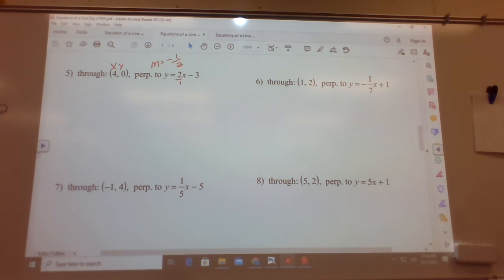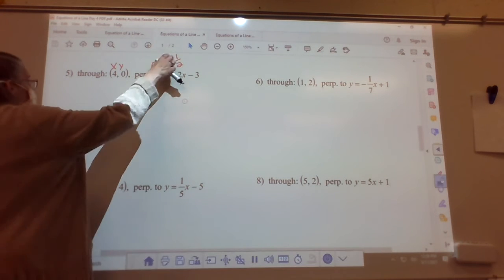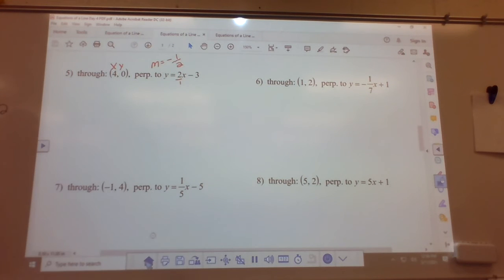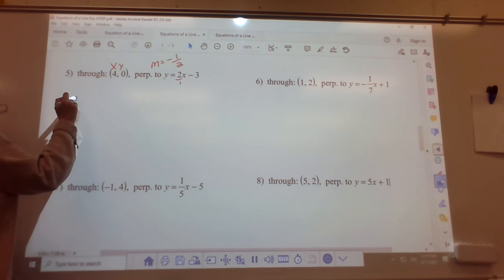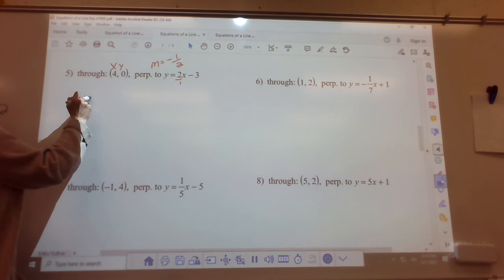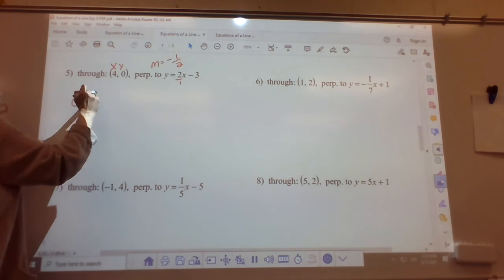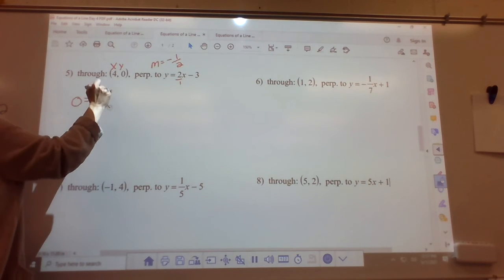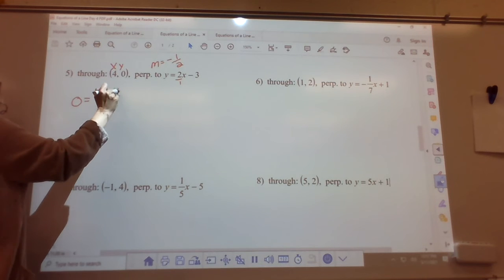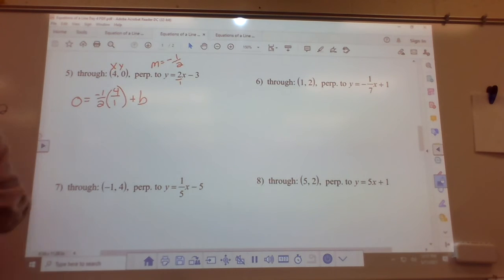Now, if you know what the perpendicular slope is, I'll give you a little bit just for knowing this. Once you got that, it's the exact same thing as we've been doing. y equals mx plus b. y equals m, which is the negative 1/2, x, I'm going to put 4/1 plus b. So that's the only difference, is that I don't want to use the original slope. I want to use the perpendicular slope.